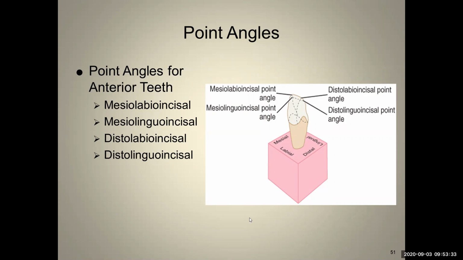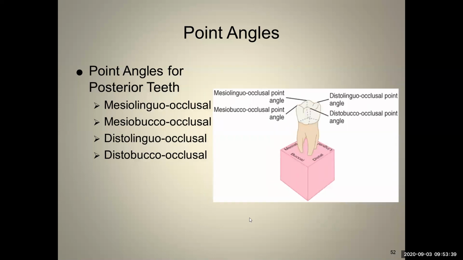Mesio-lingual-incisal, three parts. For the posterior tooth, again, it's three parts. Mesio-lingual occlusal, point angle. Mesio-buccal occlusal, point angle, three surfaces.